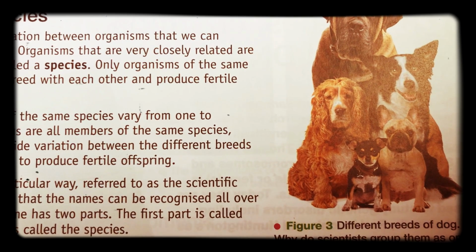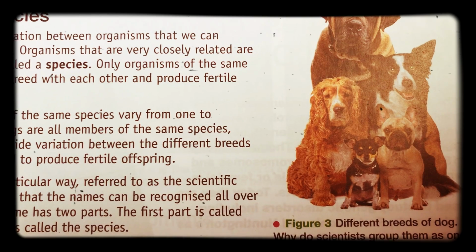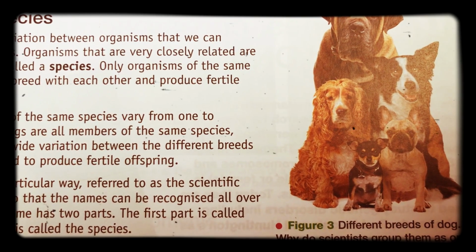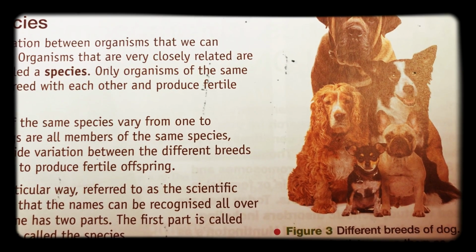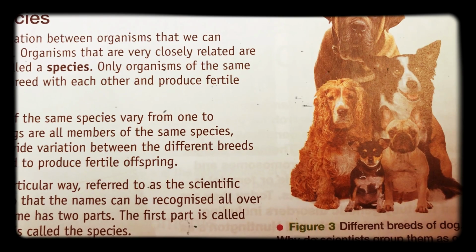We give them a Latin name. The Latin name for domesticated dogs is Canis familiaris. But as you can see, there is wide variation between the different breeds. However, they can all interbreed to produce fertile offspring.